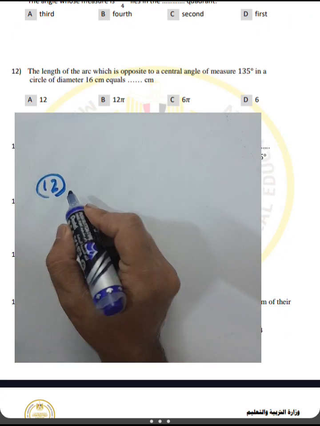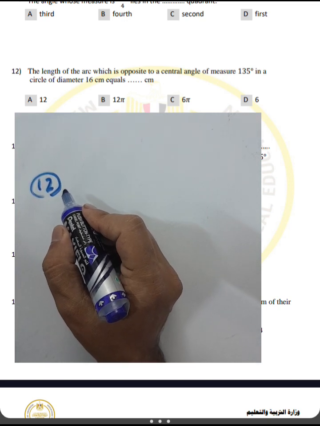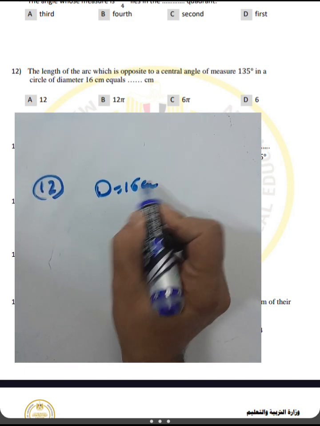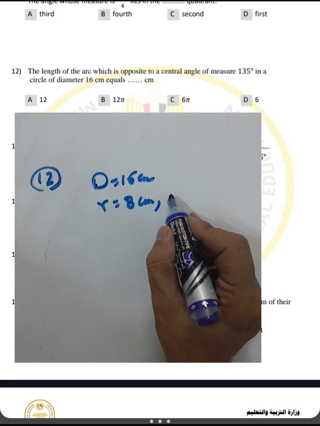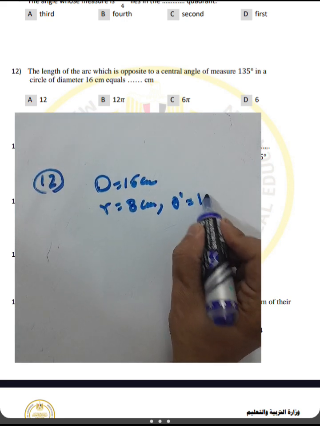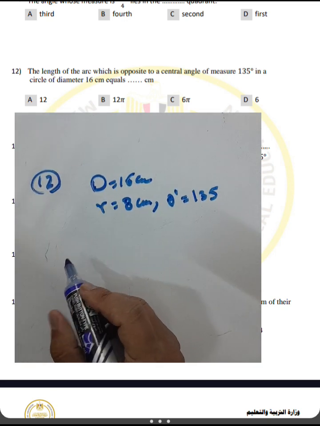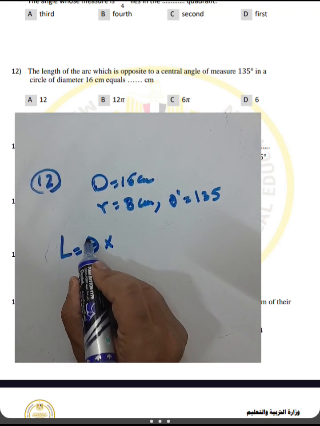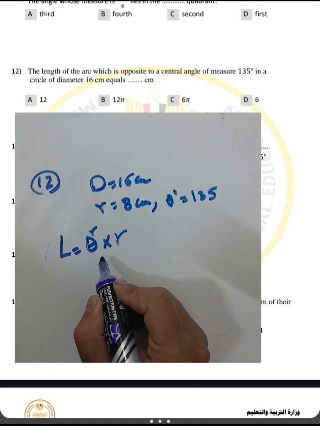Question number 12. The length of the arc opposite a central angle measuring 135 degrees in a circle with diameter 16 centimeters, so the radius will be 8 centimeters. We have theta in degrees equal to 135, and we want to find the length of the arc. Length equals theta in radians times the radius.